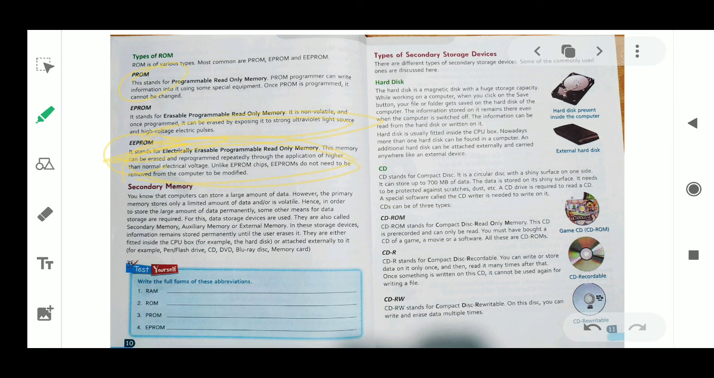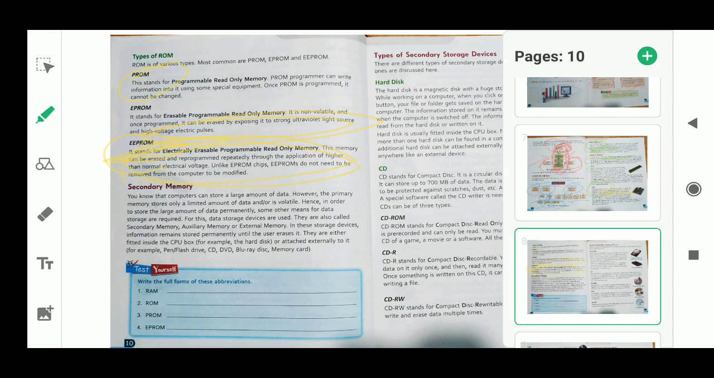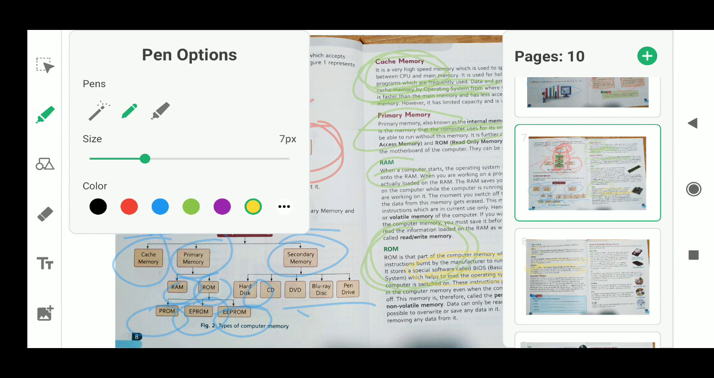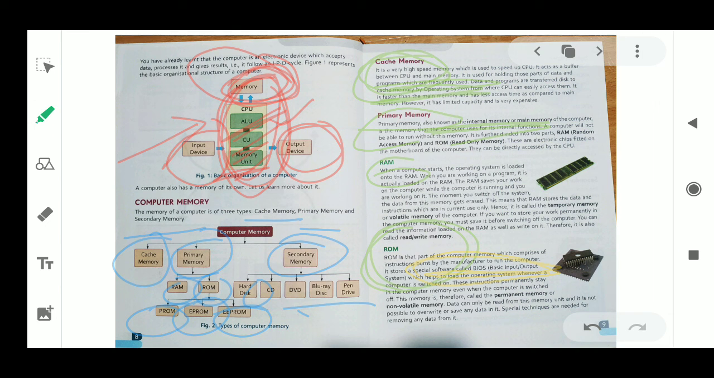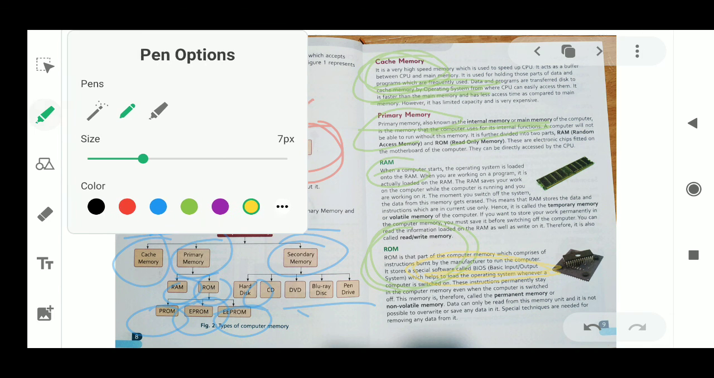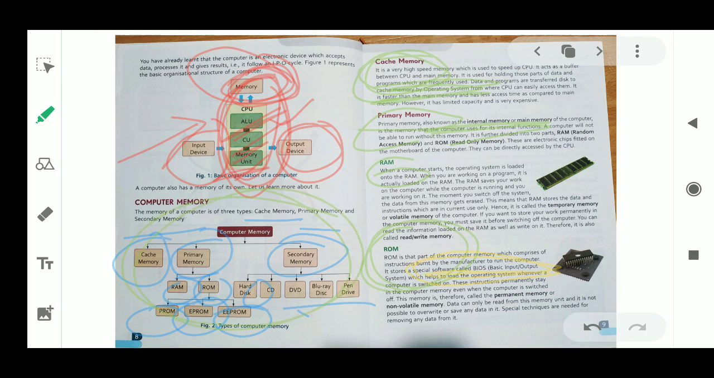So up to here, you have to read this chapter again. What is RAM, what is ROM, how many types of memory, and this architecture you have to draw in your copy. This is your homework. This architecture you have to do. You can see this one, this is your homework. This computer memory is your homework. You do it in your copy. Thank you.